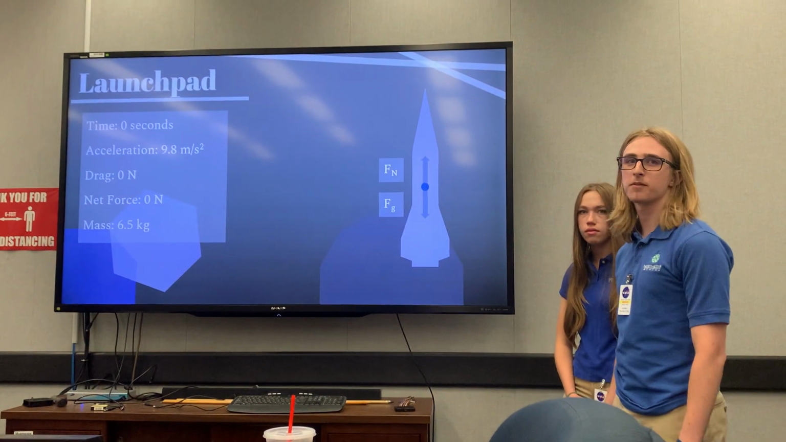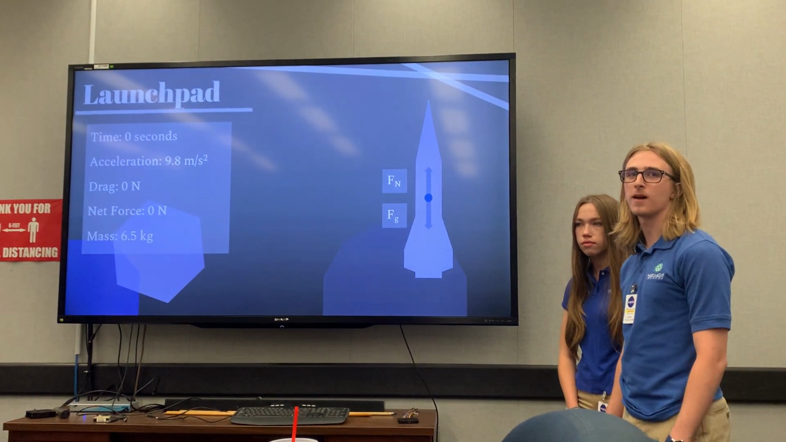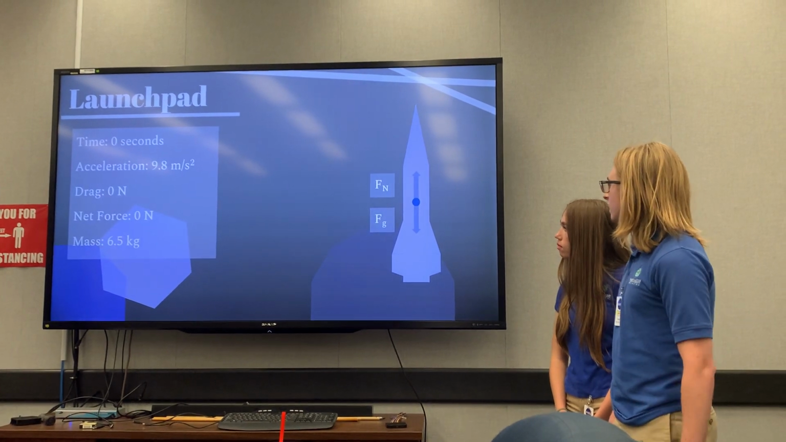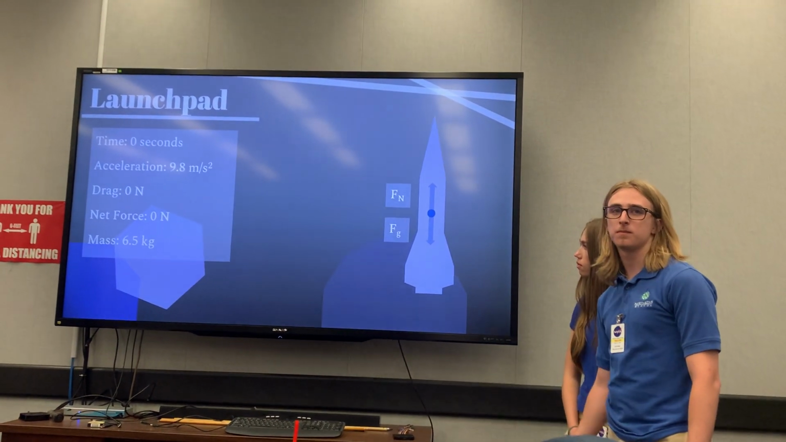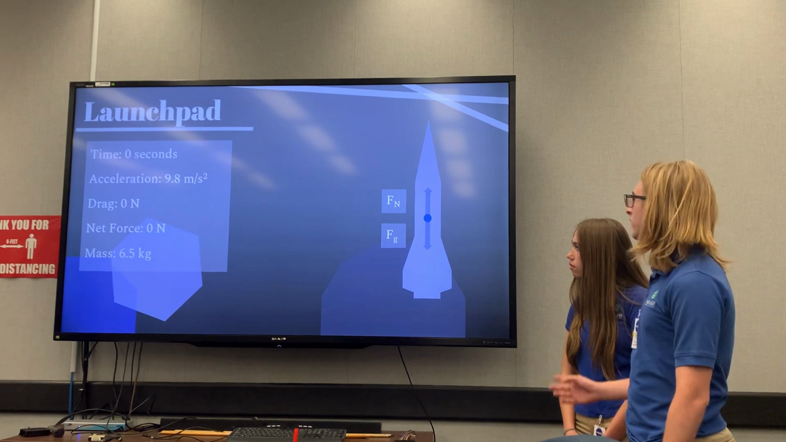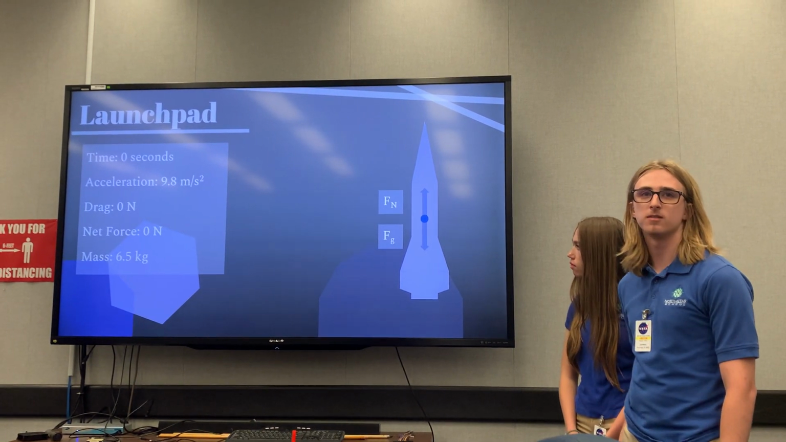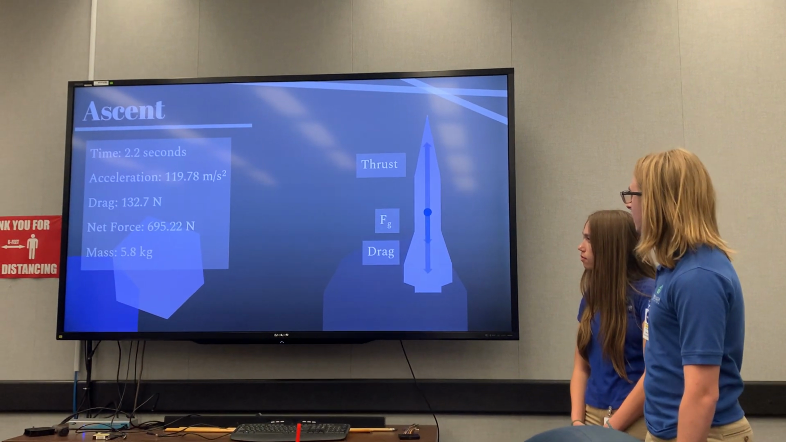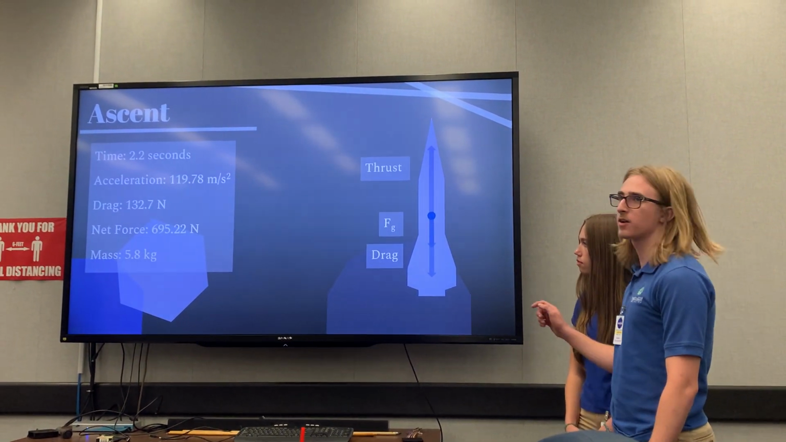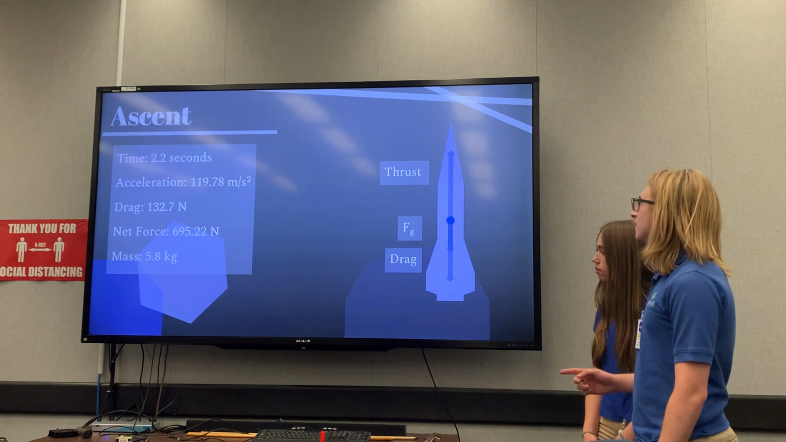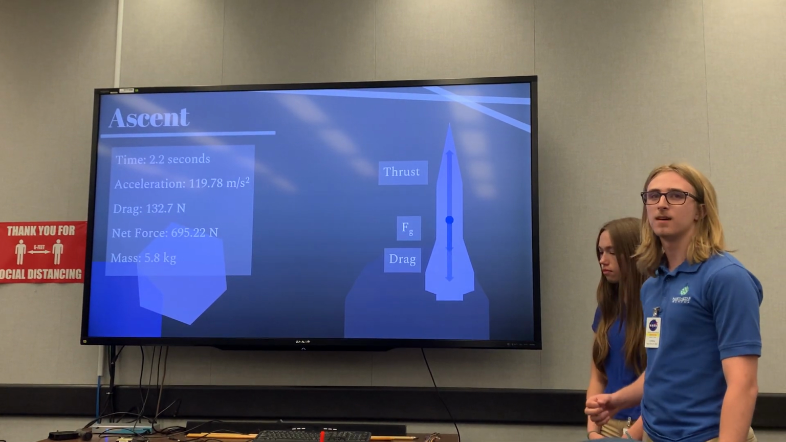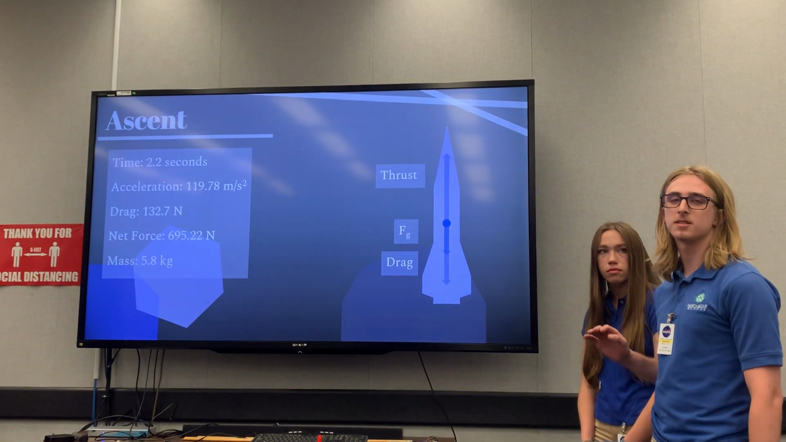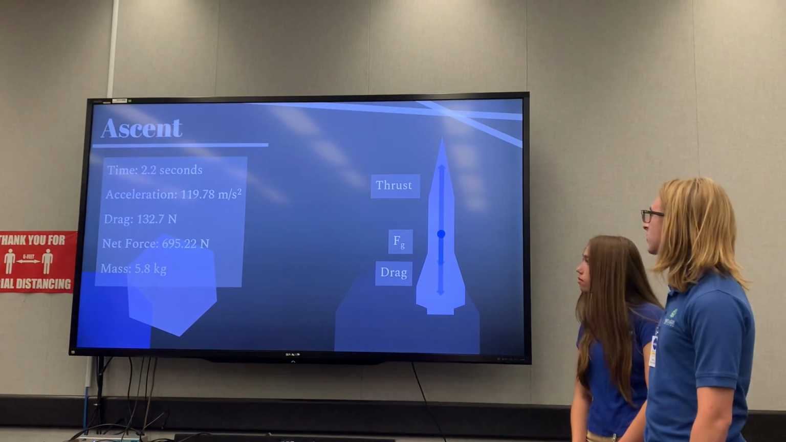This is one of our free body diagrams up on the launch pad. The bottom arrow here is gravity pushing the rocket down, and the up arrow is the launch pad pushing back, according to Newton's law. And here we have the drag going down, because as the rocket goes up, the air gets compressed and pushes down against the rocket, and the thrust arrow is going up.